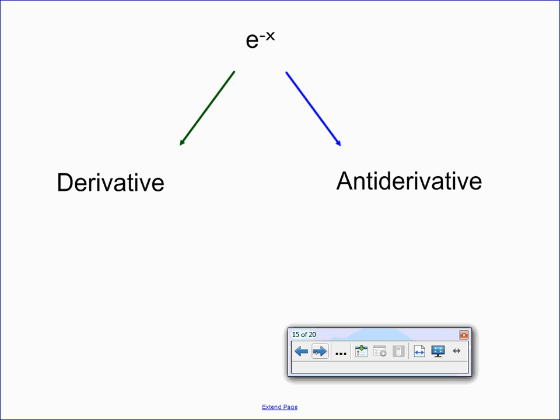Next, the derivative of e to the negative x. Get ready. Number 2. Negative e to the negative x. Raise your hand if you agree with Megan. Negative e to the negative x. Good job. My derivative of the exponent in this case is the negative.